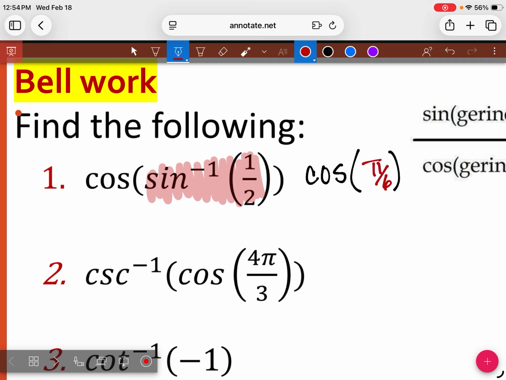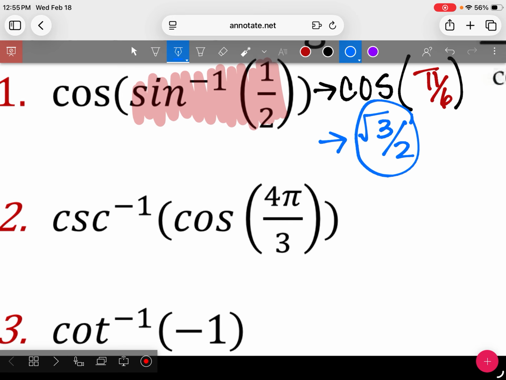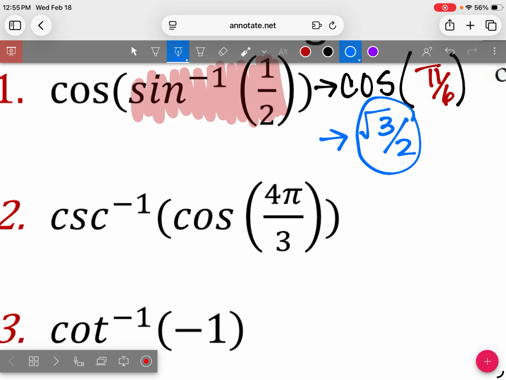Now, the second question is, what is the cosine of pi over 6? So, what did you put for the cosine of pi over 6? And that would be your final answer. Composite simply means you have 2 questions. That's it.